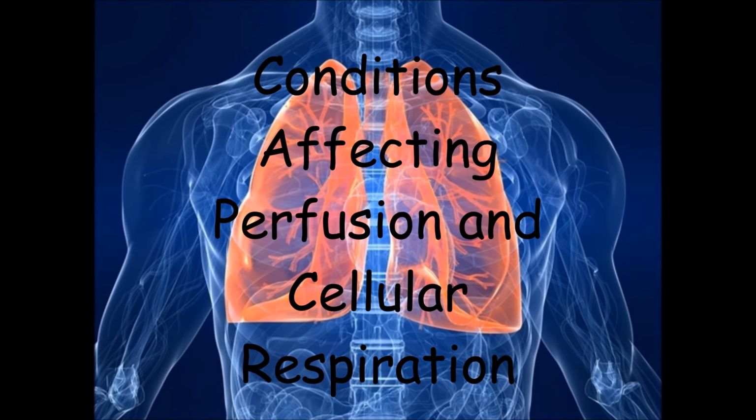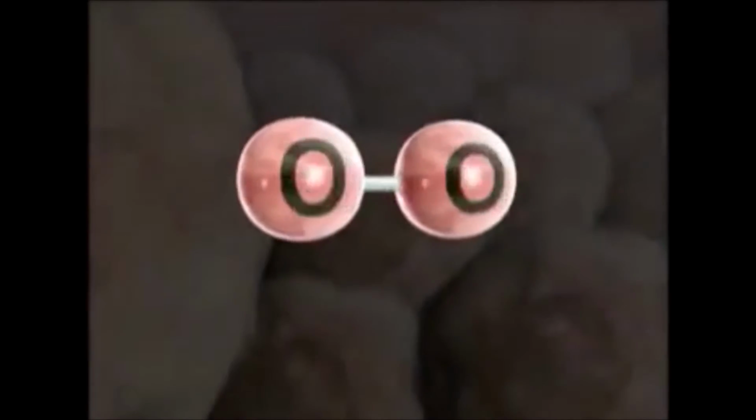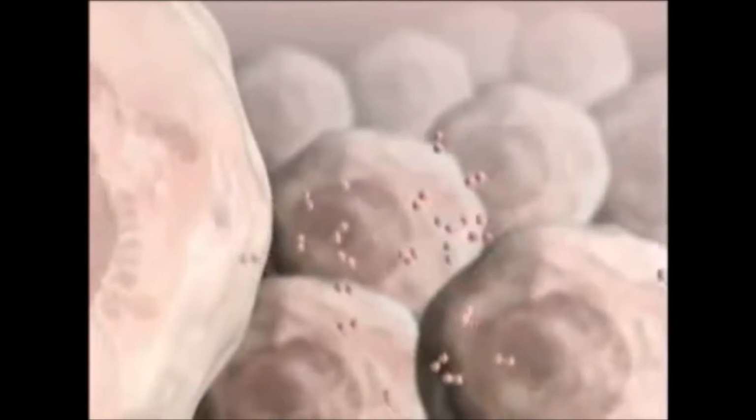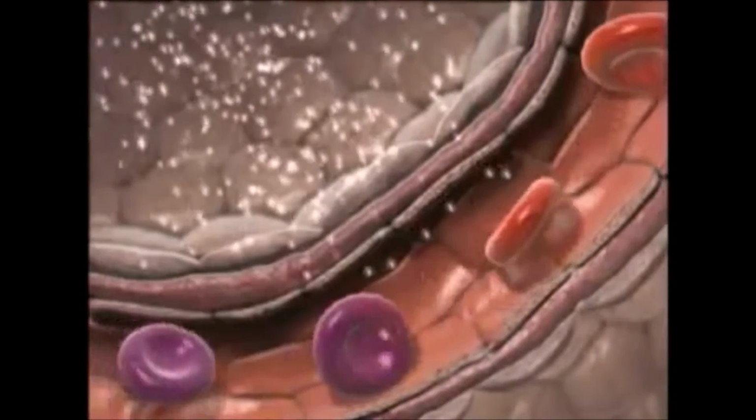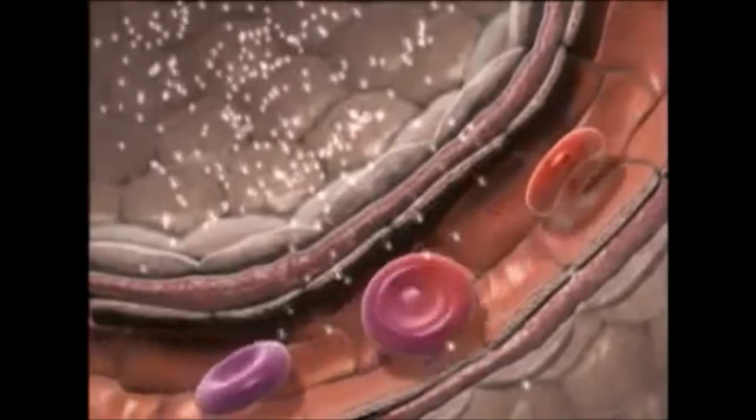Next is conditions that affect perfusion and cellular respiration. Once oxygen moves into the lungs and diffuses in the capillaries, the cardiovascular system transports the oxygen to all body tissues and transports carbon dioxide from the cells back into the lungs, where it can be exhaled from the body.